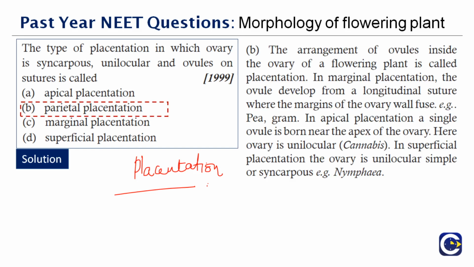Okay, yeah, so to your right side you have examples which come for superficial, which comes for apical and all that, so you can go through that when you're free. So the right answer to this question is option B, parietal placentation. And what is placentation? It is the arrangement of the ovules inside the ovary of a flowering plant.